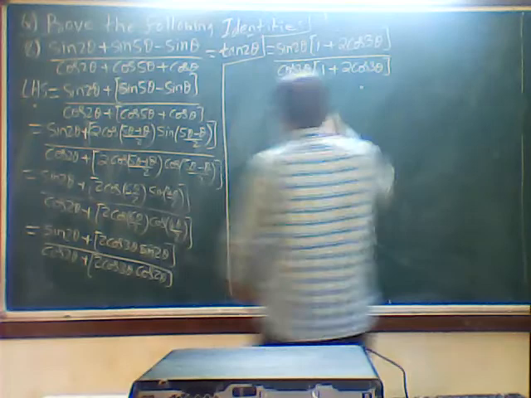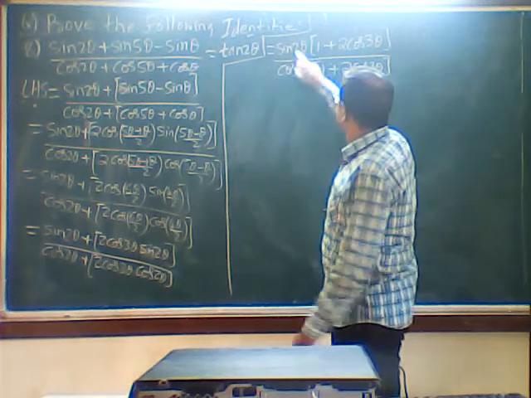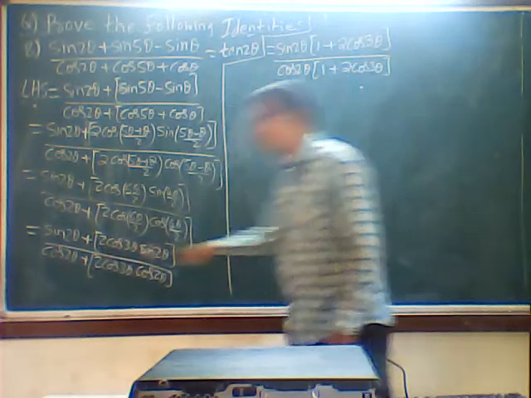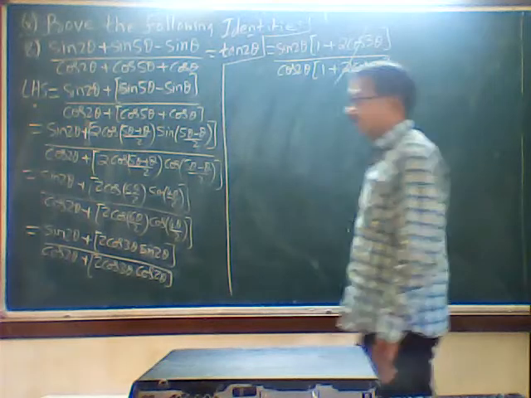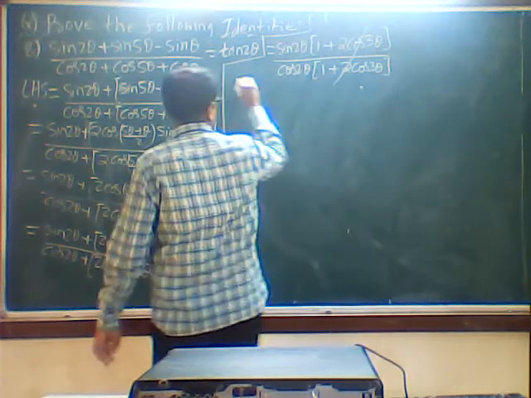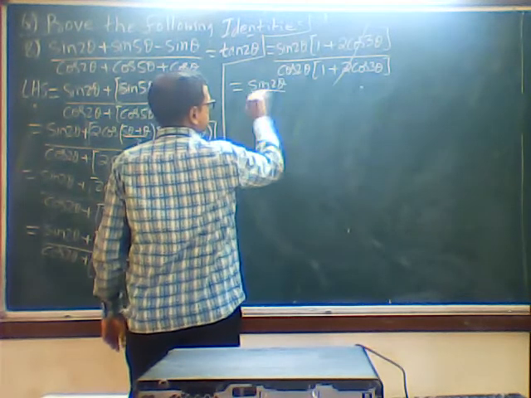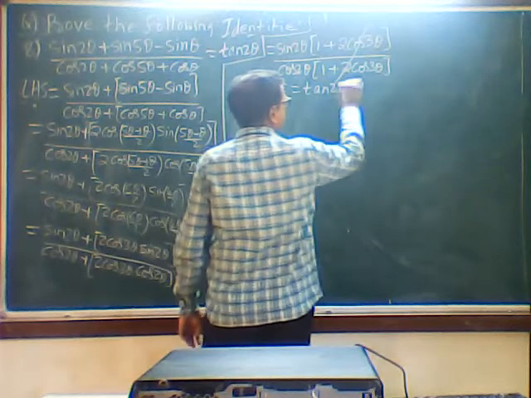Here how has it come? Sin 2 theta into 1 is sin 2 theta. Sin 2 theta into plus 2 cos 3 theta, that is plus 2 cos 3 theta. Same way. Both brackets are the same, so you can cancel. Sin 2 theta by cos 2 theta is what? Tan 2 theta. That is our answer.